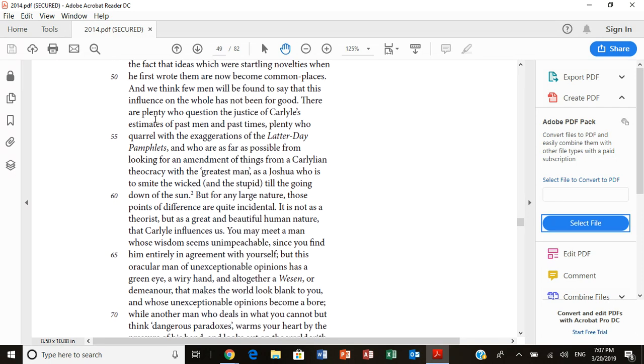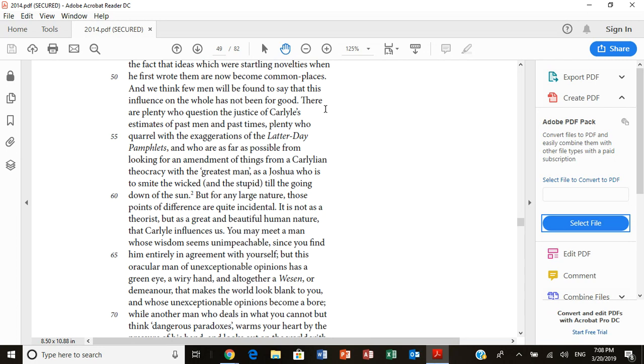And we think few men will be found to say that this influence on the whole has not been good. There are plenty, okay? This word plenty comes as a stand-in for other men who, that we think few men will be found to say that this influence on the whole has not been good. Few people would say that overall the influence has not been good, though there are individuals, many individuals perhaps, okay?